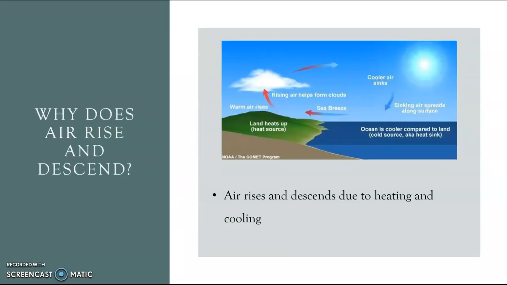Next, I will be discussing why air rises and descends. Warm air is lighter than cold air, therefore warm air rises, creating low pressure zones. Conversely, cold air sinks, creating high pressure zones. As the diagram demonstrates, land heats up and cools down faster than the ocean does. As the land heats up from the sun, the air nearest the surface does too, and then begins to rise. Once higher in elevation, the warm air begins to cool, forming clouds. The cooler air then sinks, which spreads across the surface and blows from the ocean to the land as sea breeze. This process then starts over.